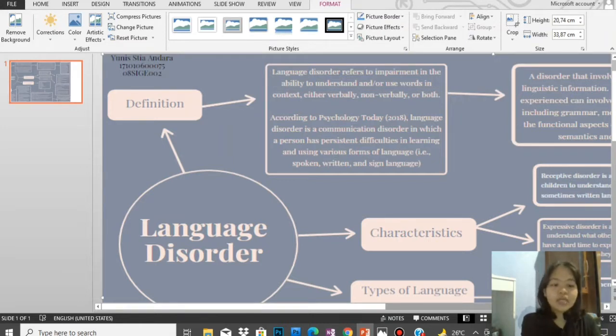In this occasion, I will present about language disorder in psycholinguistics. First, definition of language disorder. Language disorder refers to impairment in the ability to understand and or use words in a context, either verbally, non-verbally, or both. According to Psychology Today 2018, language disorder is a communication disorder in which a person has persistent difficulties in learning and using various forms of language, e.g., spoken, written, and sign language.